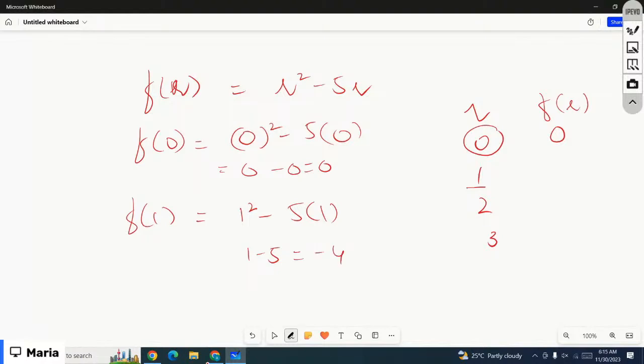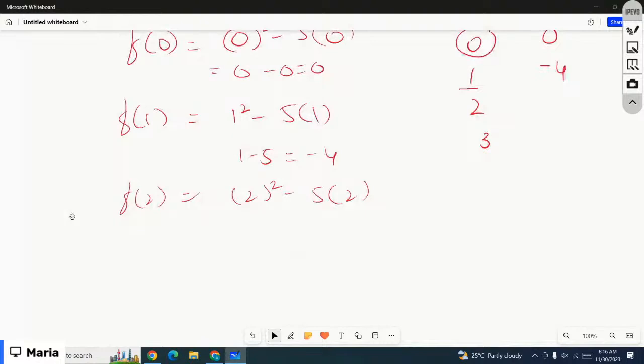That means when r equals 1, f of r equals negative 4, right? Same you have to do with f of 2. You have to replace all the r in the function with 2. So that would be 2 square minus 5 times 2, right? So just evaluate, do the calculations. 2 square is 4 and minus 5 times 2 is 10.